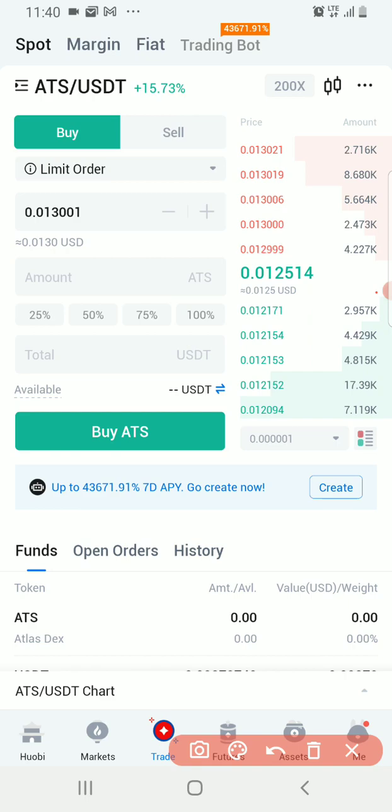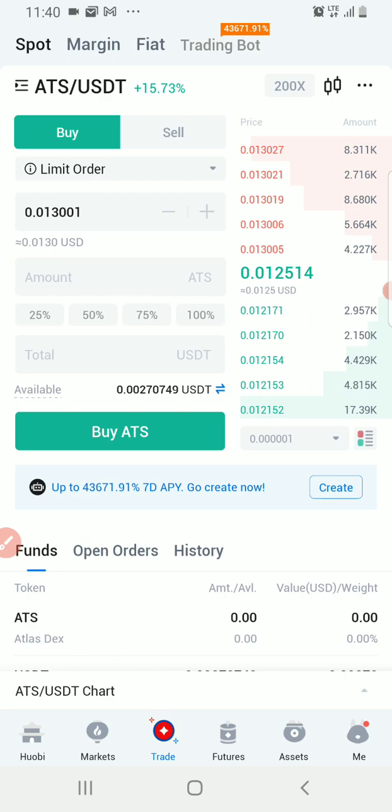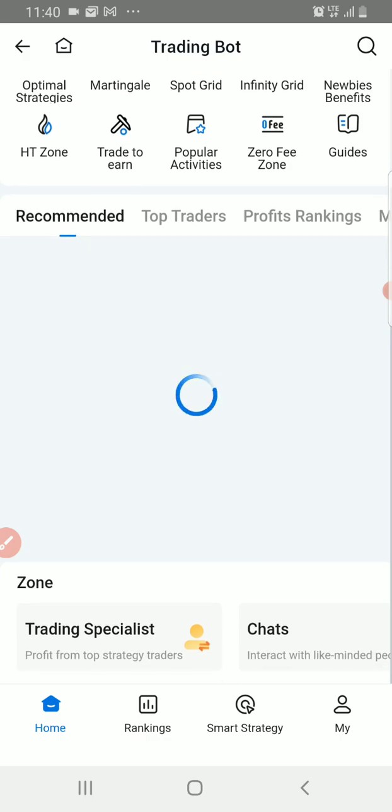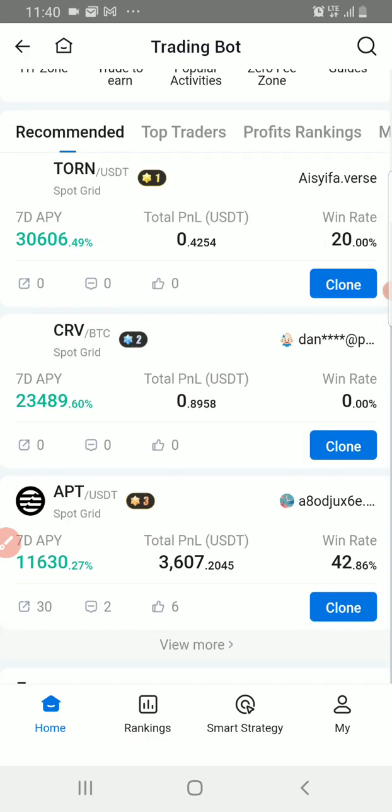I know that you must be surprised at what I clicked. So I actually clicked on this, so that's why I had to go back, because you are a boss. I have to respect you, right? So let's go back. We click on trading bot. So I clicked on it. So let's just view some things here. Let's click on APT and see what this person is making.